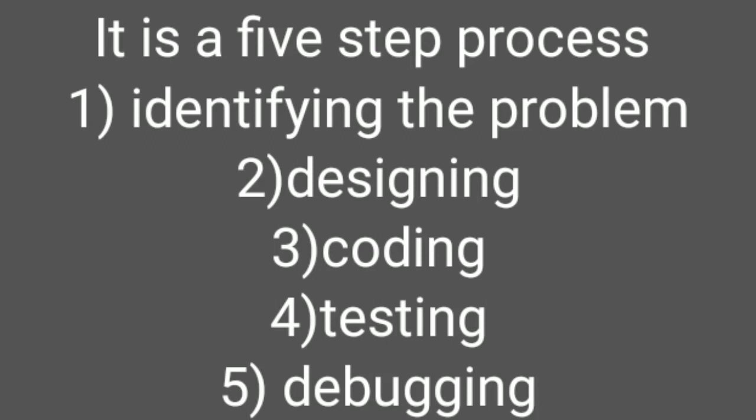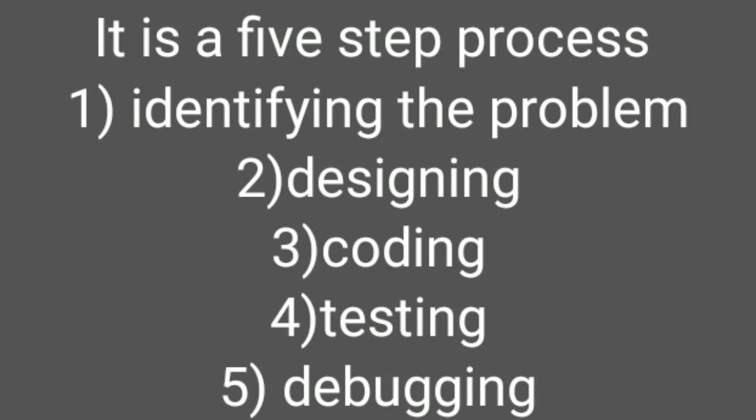Second one is designing. This means we have to present the program in a user-friendly way. Since we humans or programmers are interacting with this program, we have to design it in a user-friendly way. Third one is coding. That is, we have to write the program instructions in a step-by-step manner, and computers follow the step-by-step instructions in order to solve that particular problem.